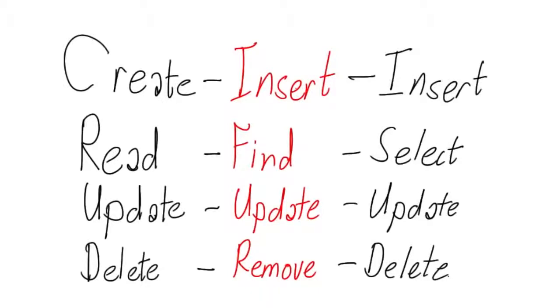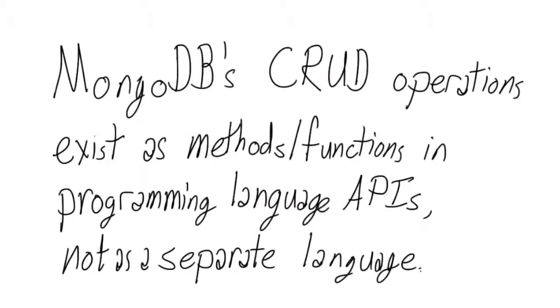Now, one thing that it's important to know about MongoDB is that CRUD operations, and indeed all operations that manipulate data in the database, exist as methods or functions in programming language APIs. MongoDB does not have its own query language analogous to the SQL language that needs to be expressed as a string embedded inside of a program. Instead, MongoDB has a wire protocol, which is relatively simple, that incorporates an operation code and arguments to that operation, transmitted as a sequence of bytes over the network.